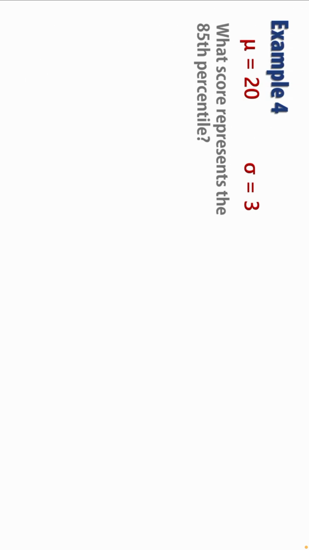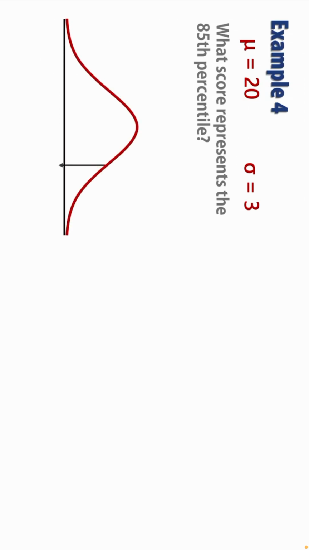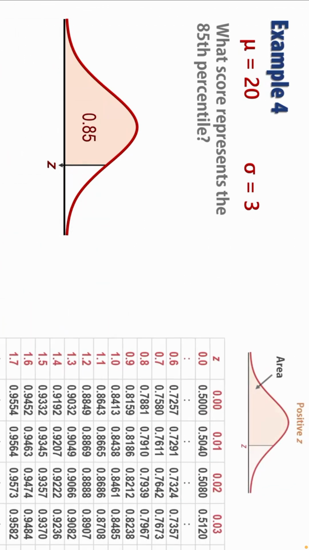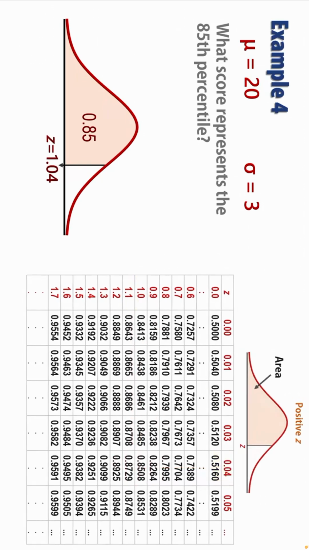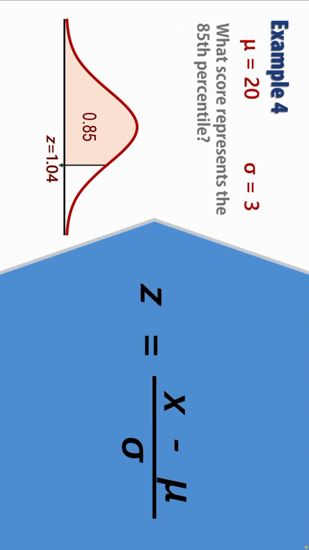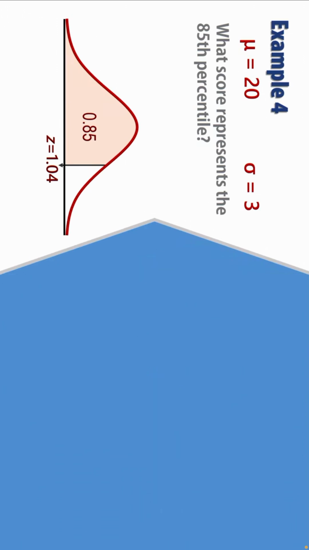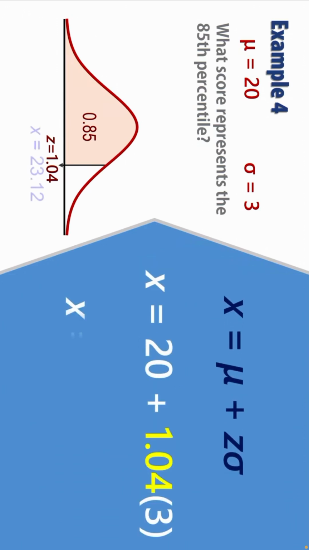Since percentile means percent below, we first draw the standard normal curve and place 0.85 to the left of z here. Now, doing reverse lookup in the positive section of the z tables, we see that the closest to 0.85 is 0.8508, and that corresponds to a z score of 1.04. We can then substitute the values into the z formula and solve for x, or we can directly apply the x formula we obtained earlier, and substituting the values gives 23.12. So the 85th percentile is 23.12.